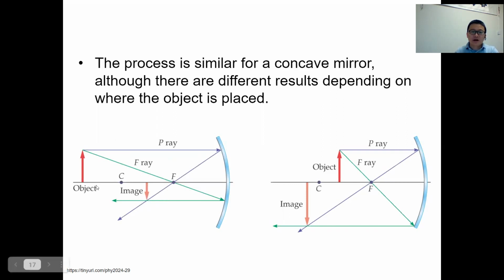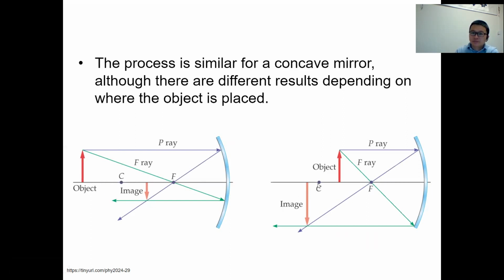When your object is beyond the center of curvature, on this side, your image is a shrunken image, and it's actually upside down. The two reflected rays do meet physically at this point, which indicates this is a real image. You can actually place a viewing screen over here and you'll see the image of this arrow. So this is the case when the object is beyond the center of curvature.